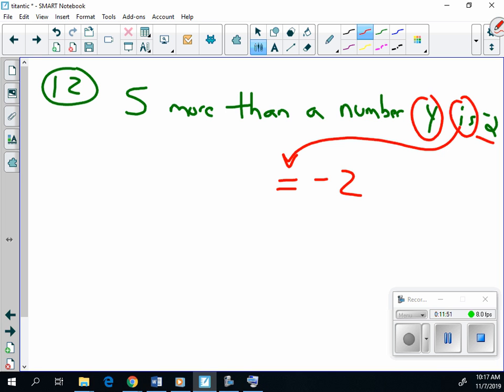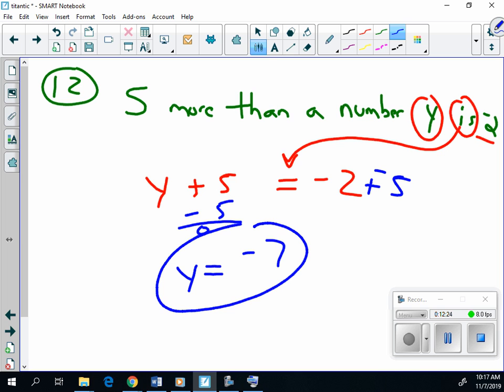Then I have 5 more than a y. So that tells me it's y plus 5. 5 more than y, right? 5 more than a number y. So y plus 5 equals -2, and now we're going to want to solve it for y. So if I have a positive 5 here, I want to do the opposite, right? Take away 5, leaving me with y, because that equals 0, right? If I take away 5 there, I got to take away 5 here. -2 minus a 5, change. -2 plus a -5 is a bigger negative. It's a -7. y equals -7.